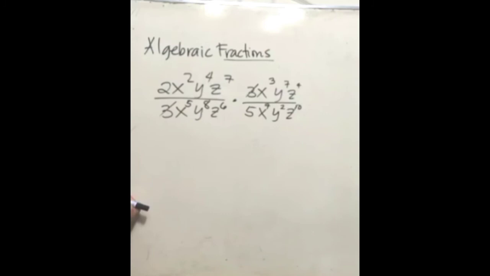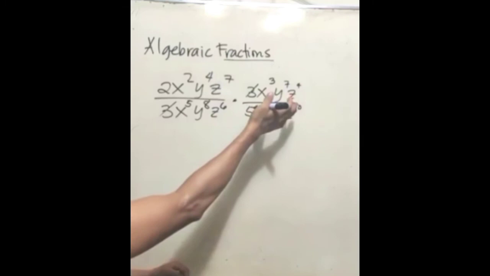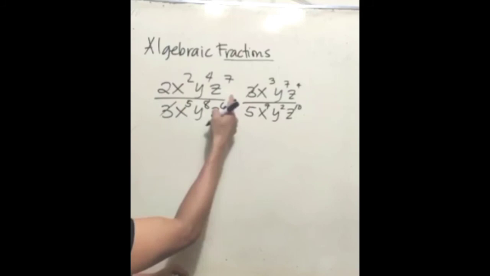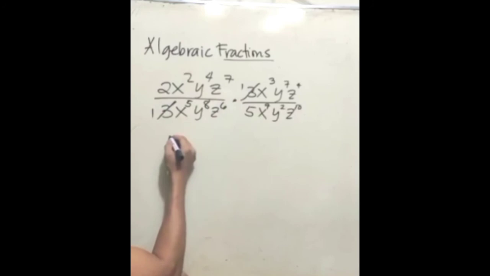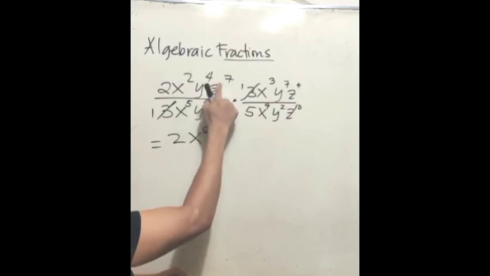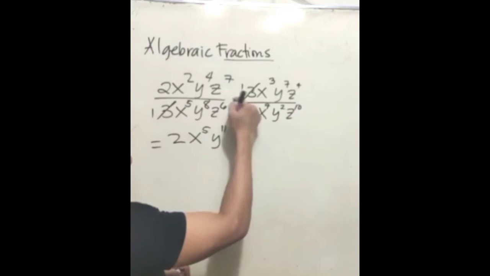Now, dito naman sa mga variables, i-add muna natin para hindi masyadong complicated, kasi kung i-cancel-cancel natin, medyo complicated siya. So, 2, of course, kinancel na natin si 3, so magiging 1 na lang siya, and 1. So, 2 times 1 is just 2. And then, x squared and x cubed, so magiging x to the fifth. Kasi multiplying, same base, add the exponent. So, 2 plus 3 is 5. y to the 4th and y to the 7th, multiply them, so that's y to the 11th. And then, z to the 7th and z to the 4th, we have z to the 11th, right?